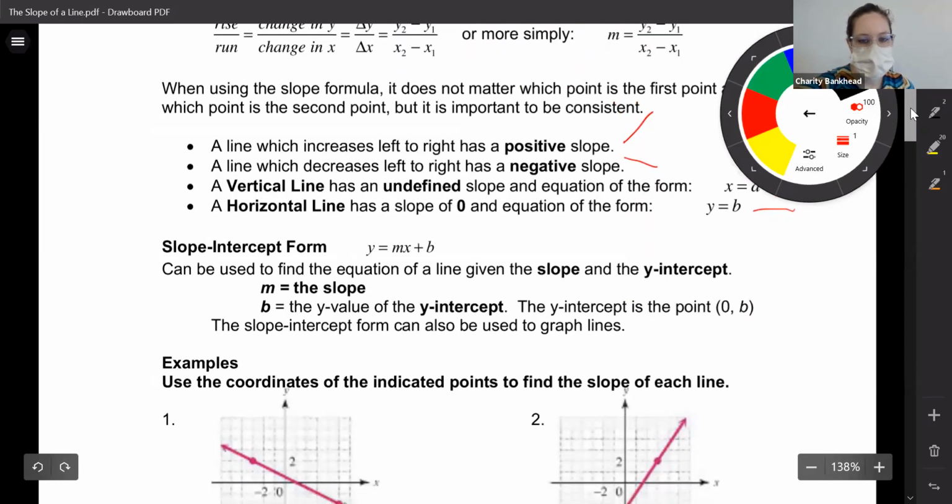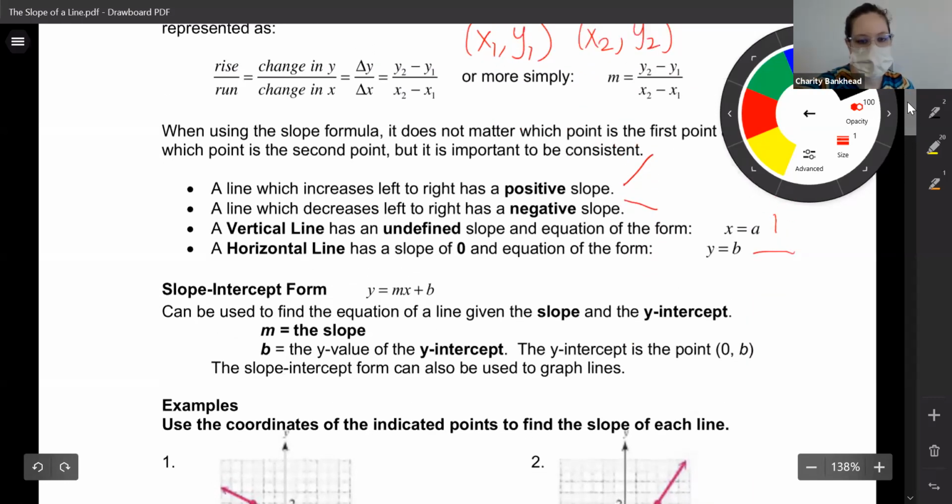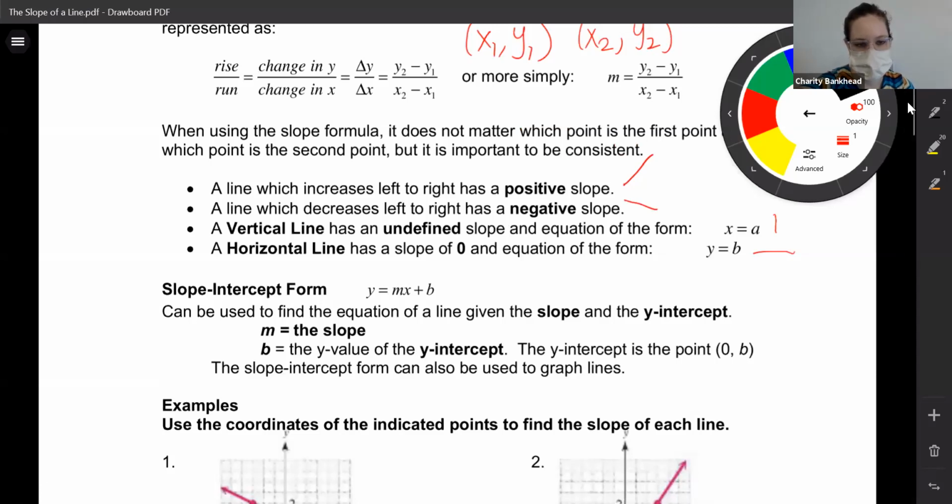So the slope-intercept form of the equation of a line is y equals mx plus b. So m is the slope and b is the y-intercept.